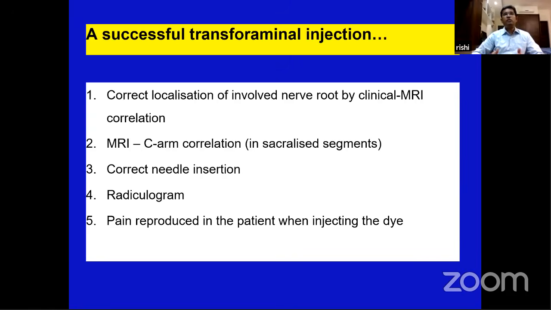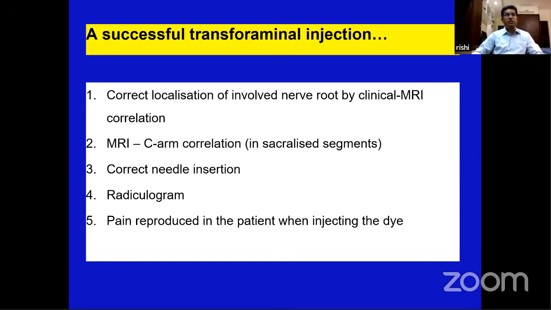The second thing is, you should have a good correlation between what we see in the MRI and your C-arm position. This is a problem in patients who have sacralized segments. In that case, you should be clear whether you are targeting the L4 nerve root or the L5 nerve root. Third thing is correct needle insertion. Get a good Scotty dog appearance and then localize your spinal needle exactly under the neck of the dog, and you will not be able to miss the affected nerve root.